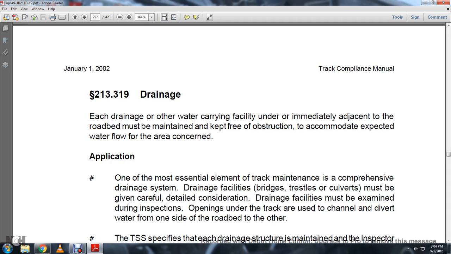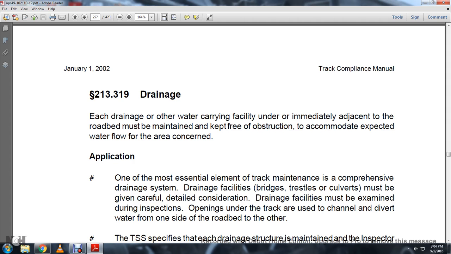213.319 Drainage. Each drainage or other water carrying facility under or immediately adjacent to the roadbed must be maintained and kept free of obstruction, accommodating the expected water flow for the area concerned. One of the most essential elements of track maintenance is a comprehensive drainage system. The drainage facilities, bridges, trestles, and culverts must be given carefully detailed consideration. Drainage facilities must be examined during the inspection.